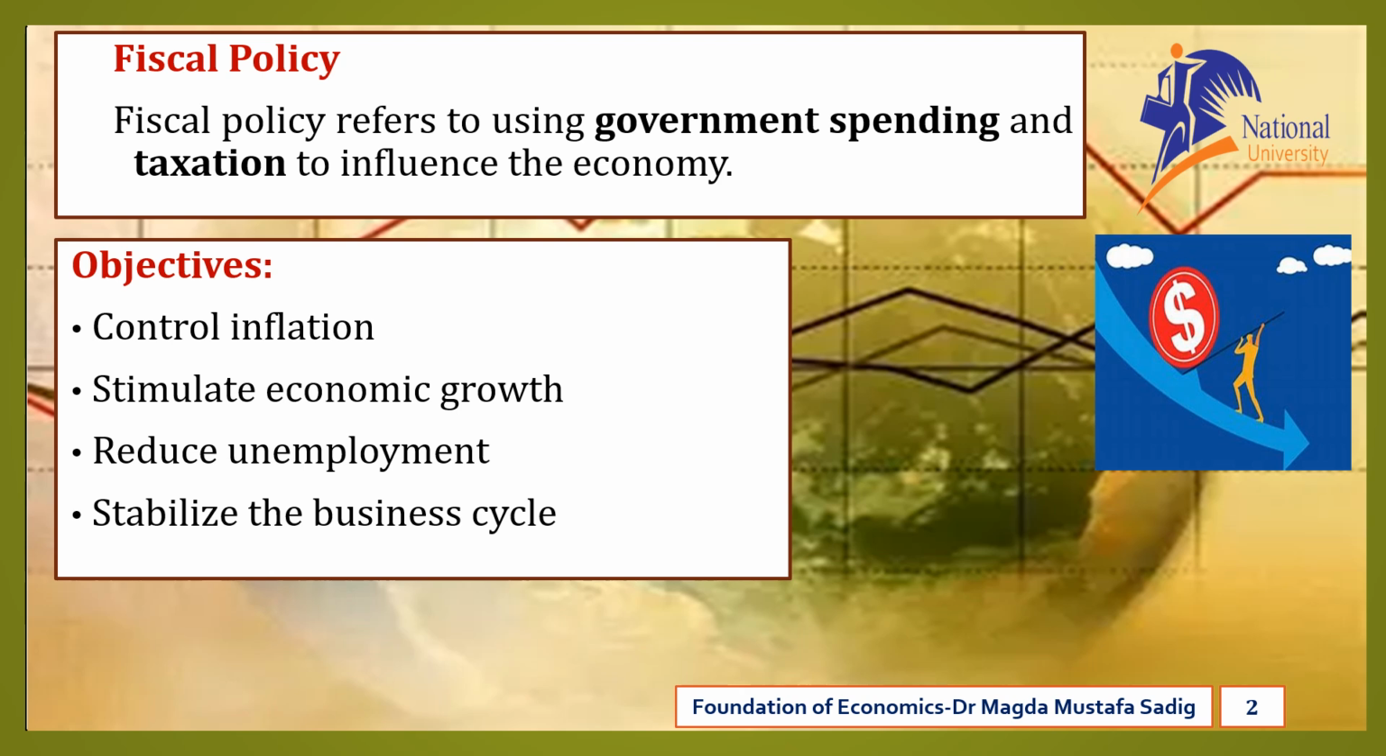So to sum up, fiscal policy is how governments use spending and taxation to manage the economy. Its main goals are to control inflation, encourage growth, reduce unemployment, and stabilize the economy. So it's a powerful tool for shaping a healthy and balanced economy. Always remember, fiscal policy is about making the economy work for everyone, ensuring jobs, stability, and growth through smart use of public money.